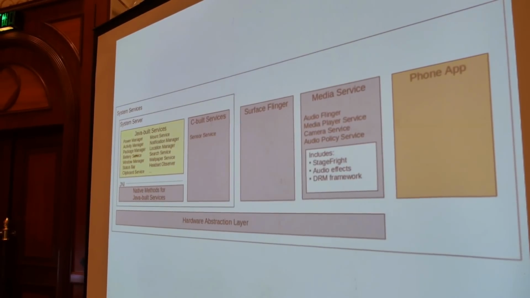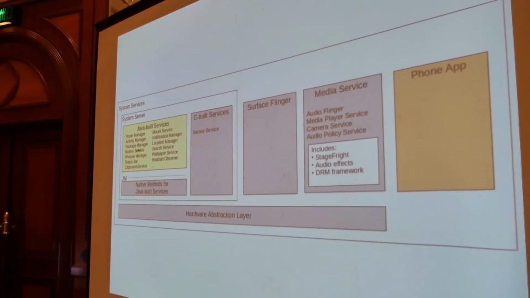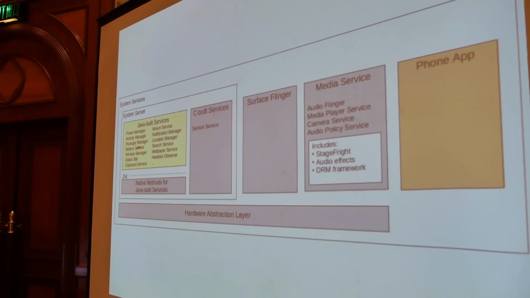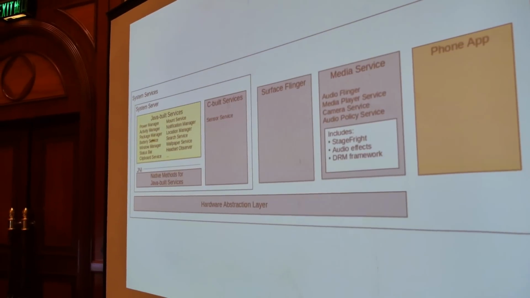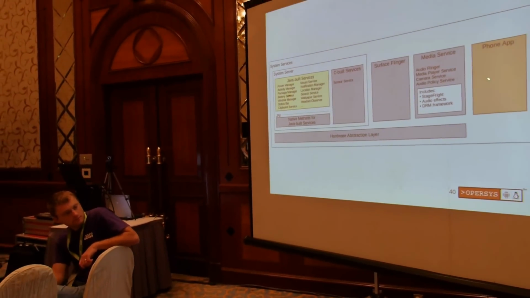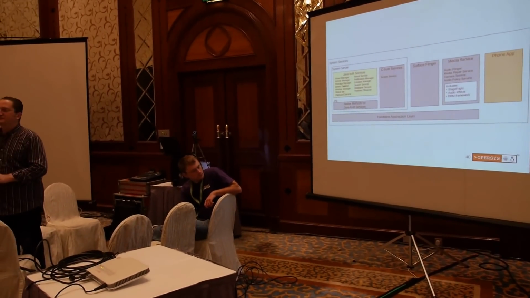The color coding here is that the gray stuff is in C, the yellow stuff is system Java, and the orange stuff is applications. Then you have the media service, which is running all the audio stuff and the Stagefright multimedia layer. And then you have the phone application, which is a special application running a system service.